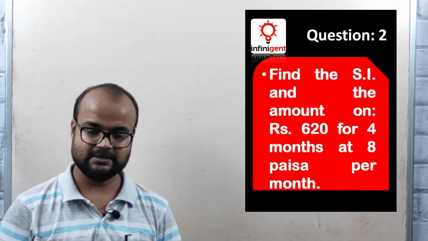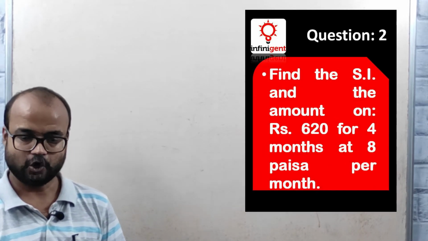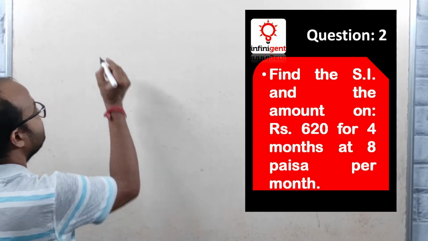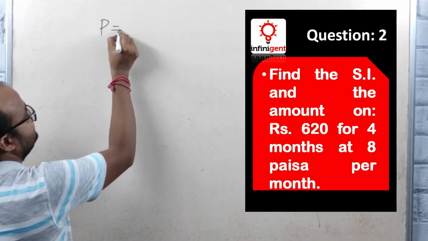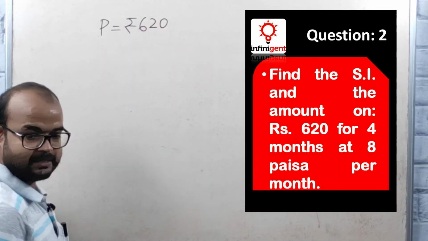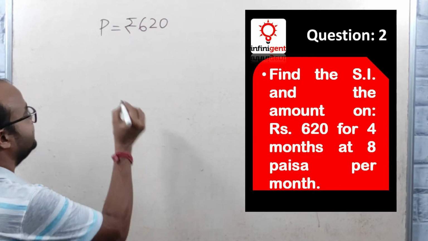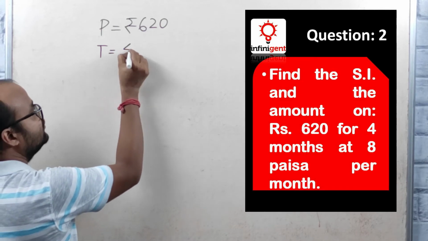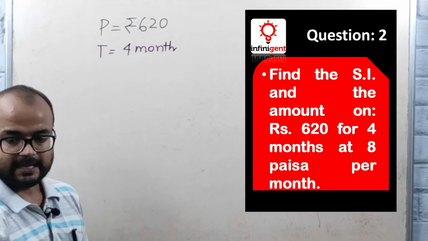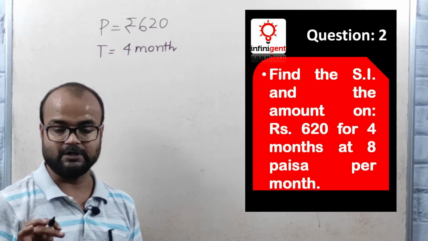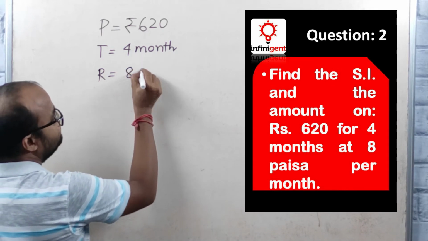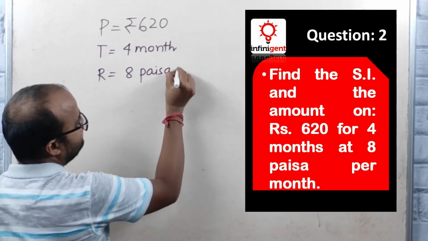Find the SI and the amount on rupees 620. So that is the information about the P given to you. So P is equal to rupees 620 for 4 months. That means time is given as 4 months at 8 paisa per month. That means rate is given as 8 paisa per month.